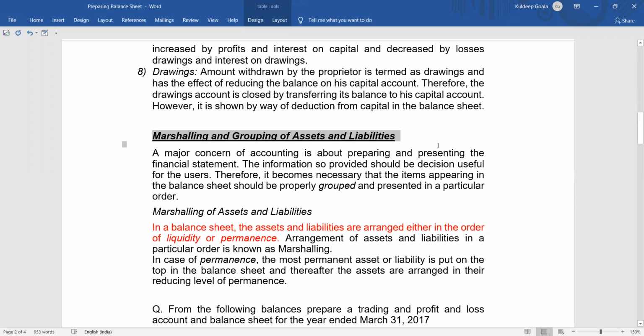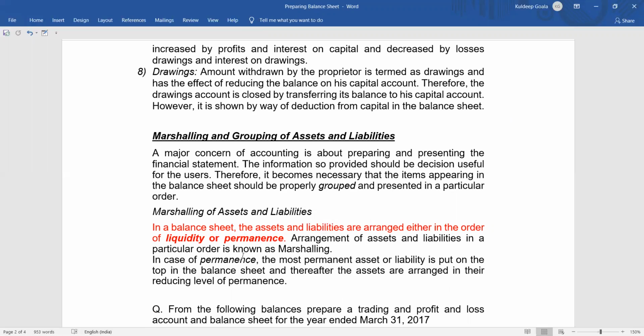Try to understand the marshalling of assets and liabilities, or grouping of assets and liabilities. What is the meaning of that? Marshalling and grouping means the arrangement of the assets and liabilities in a specific manner or in a particular order. There are two orders that we can follow. One is liquidity, and the second one is the permanency method. You can follow either liquidity or permanency.